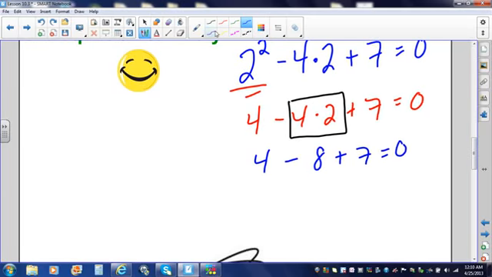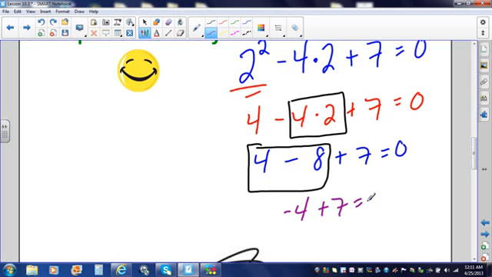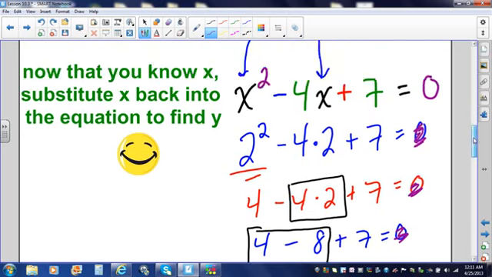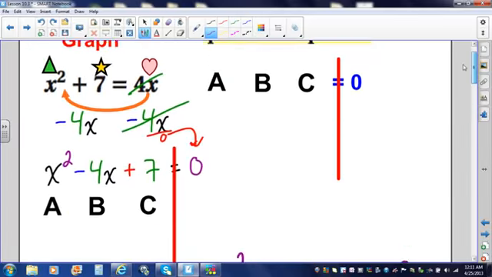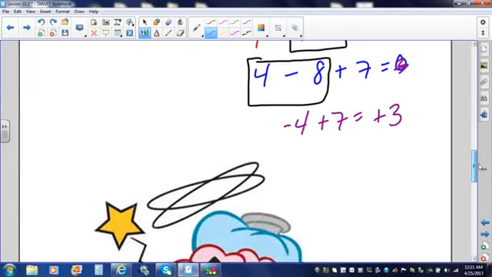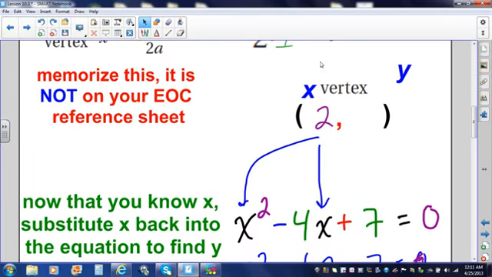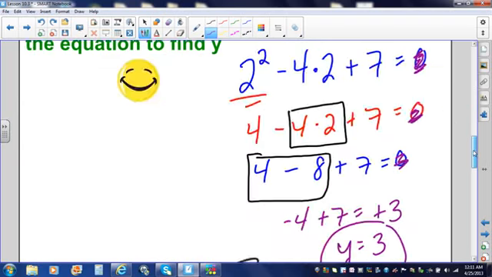I will do 4 minus 8 because it comes first. That's going to give me negative 4. I have negative 4 plus 7. That's going to give me, bada bing, bada boom, positive 3. Now, I can ignore this because I was trying to figure out what y was. So we'll say that y is 3. Now we know our vertex, which would be (2, 3).